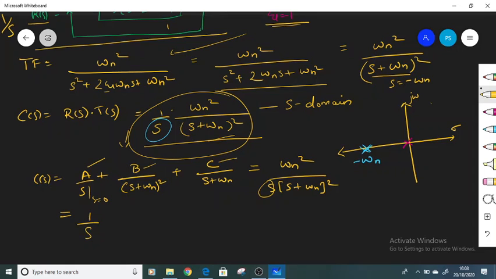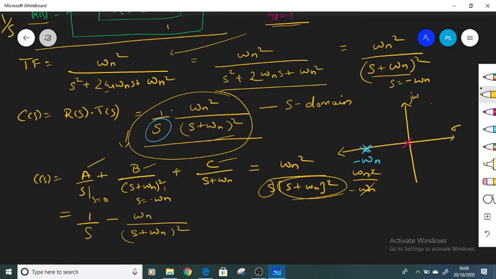To find the value of B, substitute s equal to minus omega n in the main equation, keeping aside the (s plus omega n) the whole square term. So it will become omega n square divided by minus omega n, which will become minus omega n. So the value of B is going to come as minus omega n divided by (s plus omega n) the whole square.